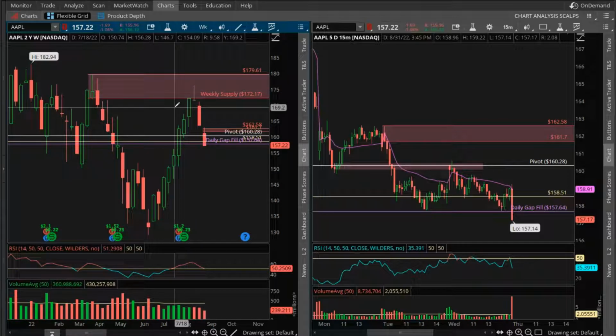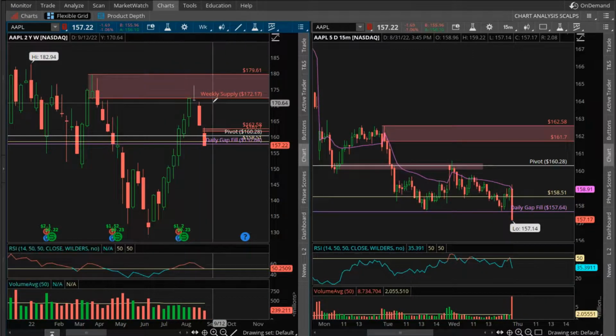Now, what's really important to understand, since this is a weekly supply zone, you want to be buying about 2 to 3 months out on your contracts, and you want to give the play some flexibility in case we chop within this range. So if you buy about 2 to 3 months out, you're protecting yourself against chop.